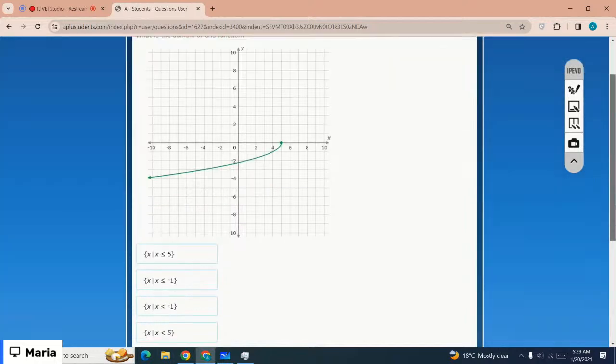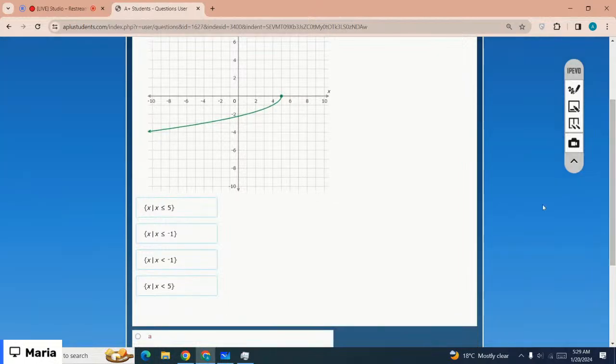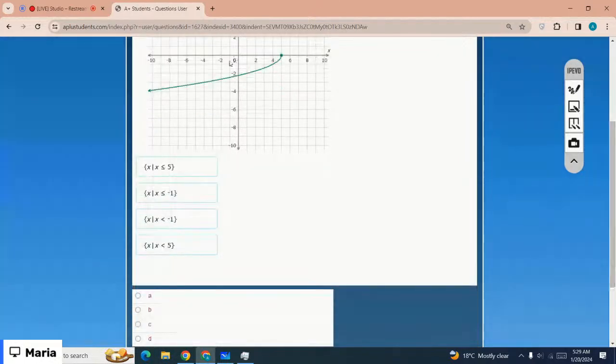Yes, the correct option is... the graph is starting from the 5, right? So that would be x belongs to x such that x is less than 5, and also all the negative values. The graph is going down, so that would be option number 3, x such that x is less than or equal to 5. Option number A is the correct option, not D, right?